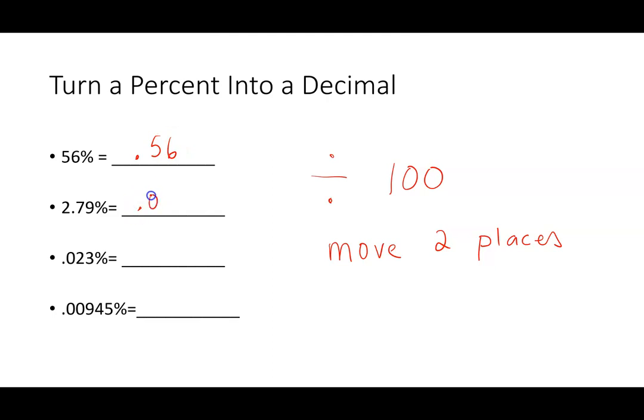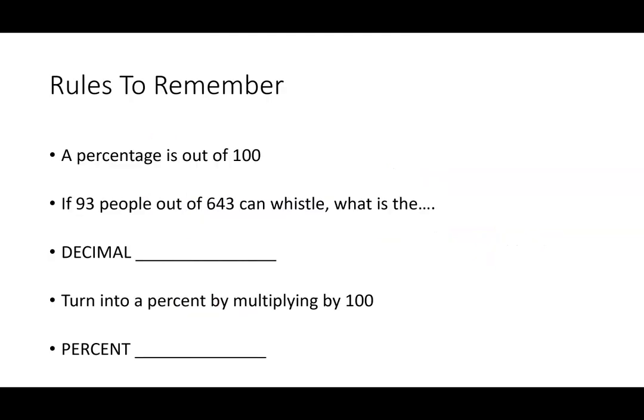2.79%, that becomes 0.0279. Got a 0 here, that's annoying. 0.23%, oh, scratch that, one more 0: 0.0023. And then this one here is 0.0000945. So instead of moving 2 places to the right, we're going to move 2 places to the left. And that's how we turn things from a percentage into a decimal.